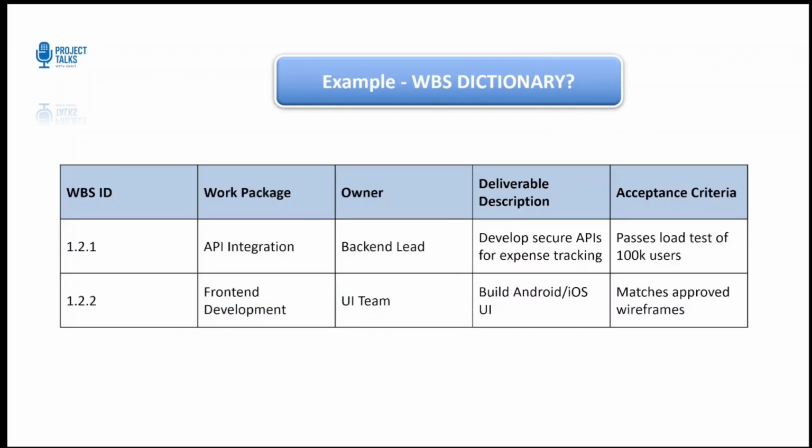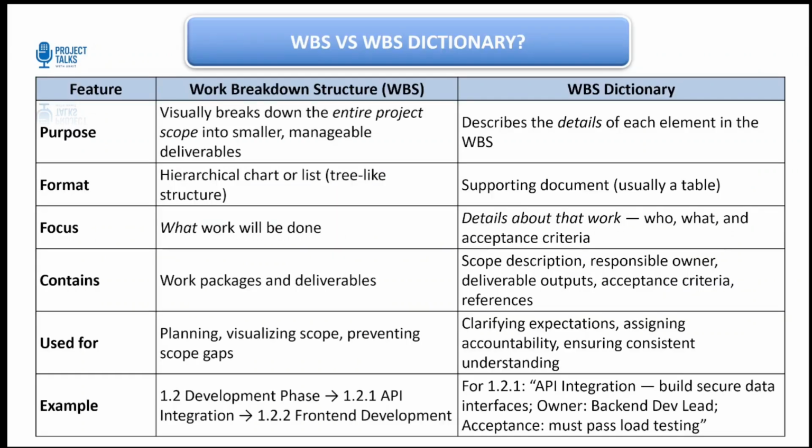Here you can see in our TechNova app, under 1.2.1 API integration, the WBS dictionary would mention that the backend team owns it. It must support 1 lakh users, and it will be accepted only after it passes the load test of 100K users. I hope this makes it clear what the difference is between WBS and WBS dictionary. But just to be crystal clear, let's look at the difference between WBS and WBS dictionary.